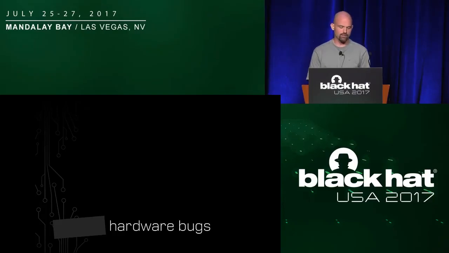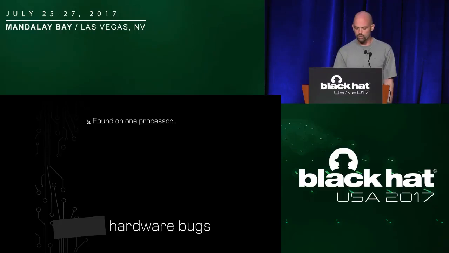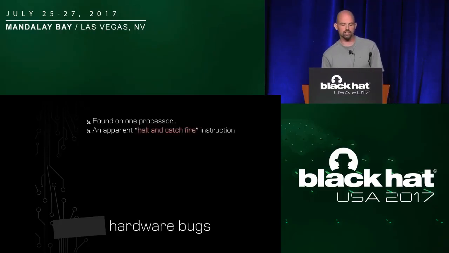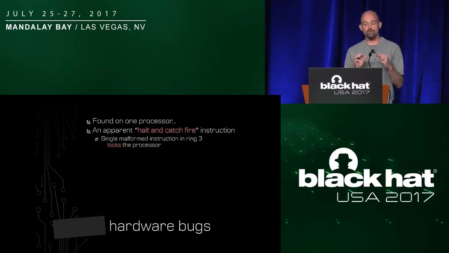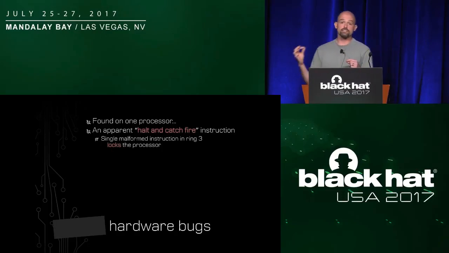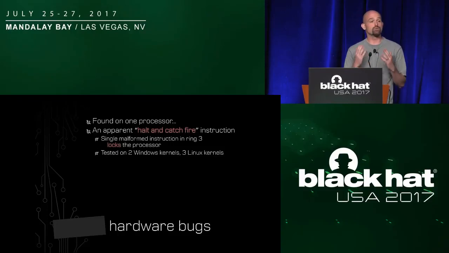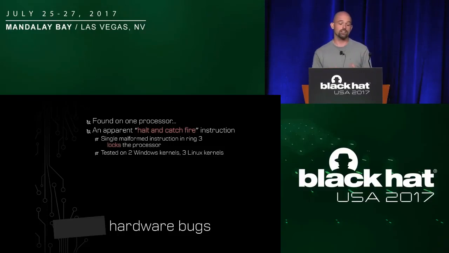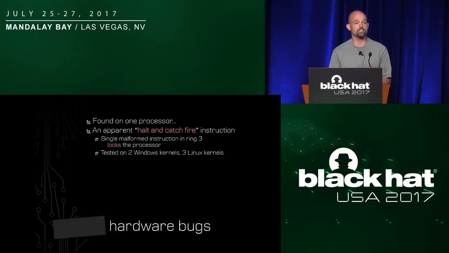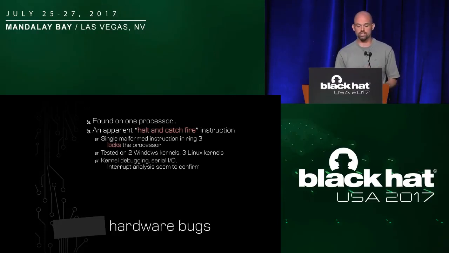That brings me to the last hardware bug that I found in this research, and I think this is the most interesting one. I found this on one processor, essentially a halt and catch fire instruction. What I mean by that is it is a single malformed instruction, and if we run this inside of ring 3, the least privileged ring on the processor, it will lock the processor entirely. I wanted to be really sure that this wasn't a kernel bug, so I tried this on 3 different Linux kernels and 2 different Windows kernels, and always got the same results: a complete processor lock when we execute this one bad instruction.